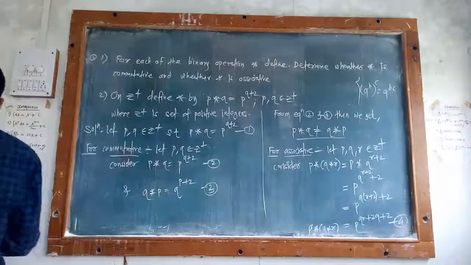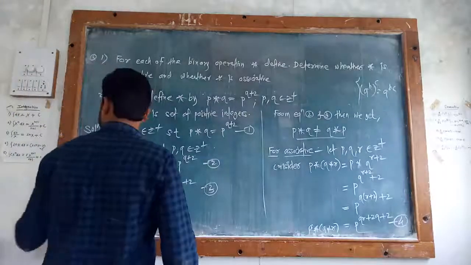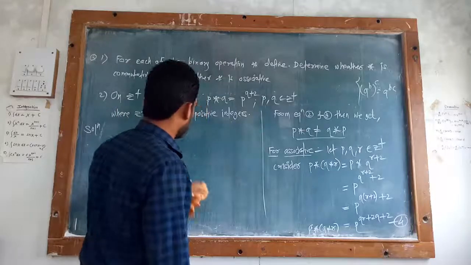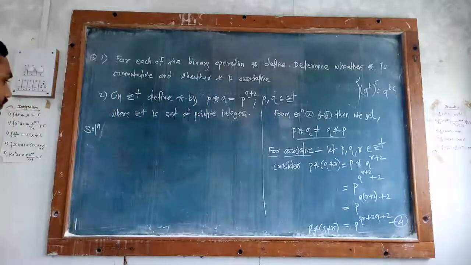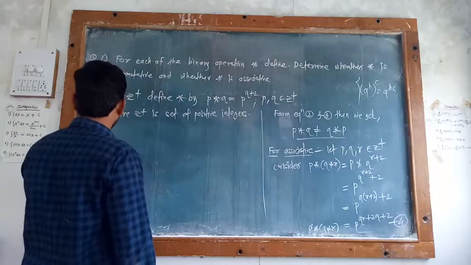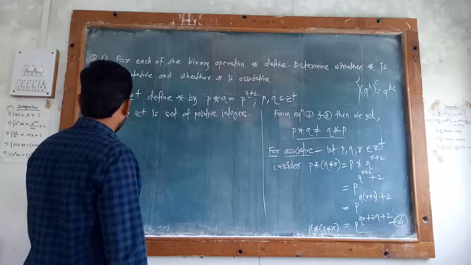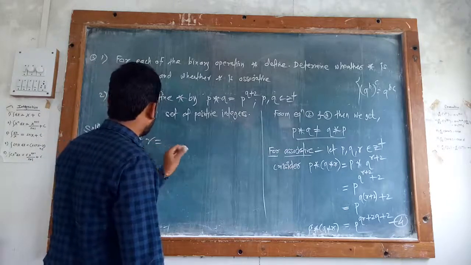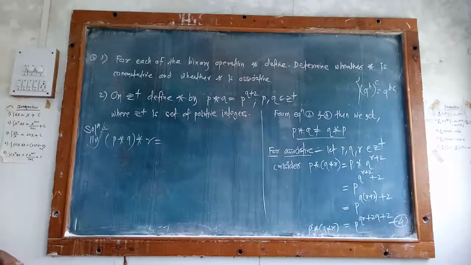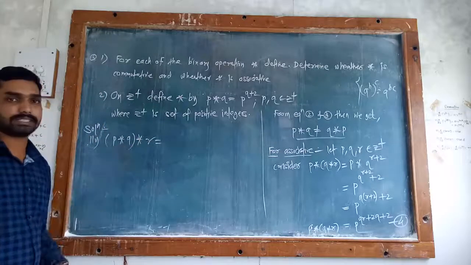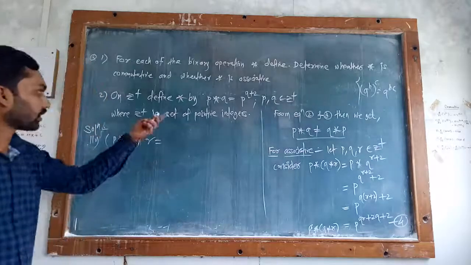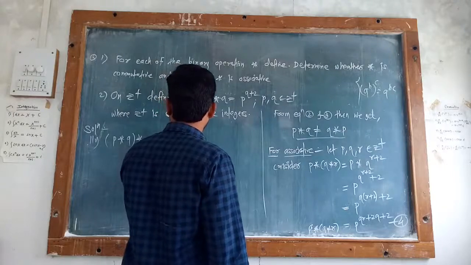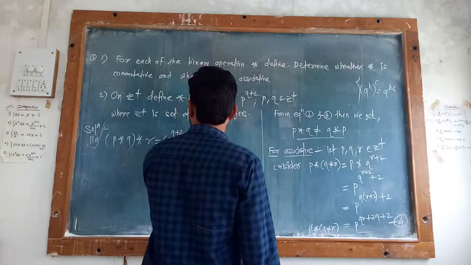Similarly, now we have to consider p star q, against star with r. So what is p star q from equation 1? It gives p raised to q plus 2, against star with r.